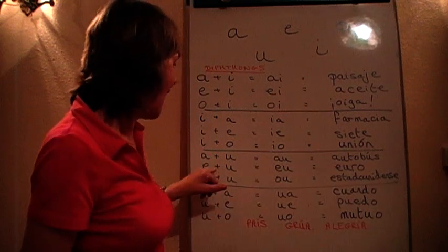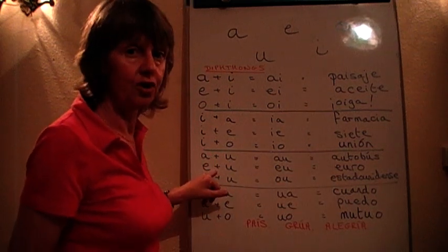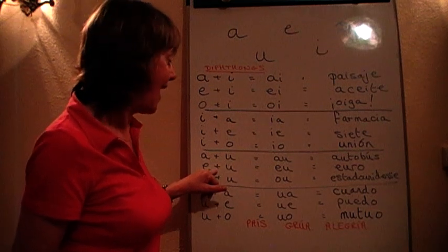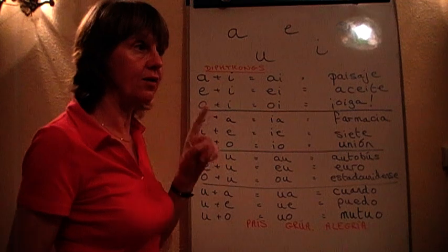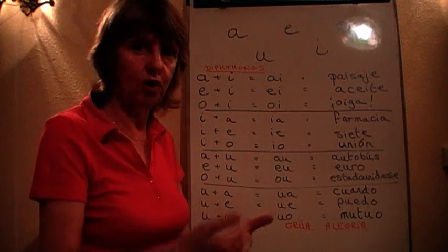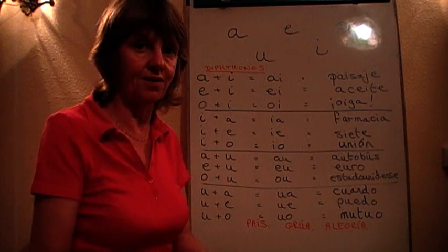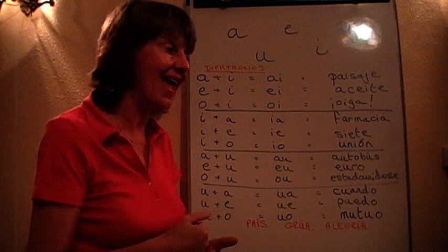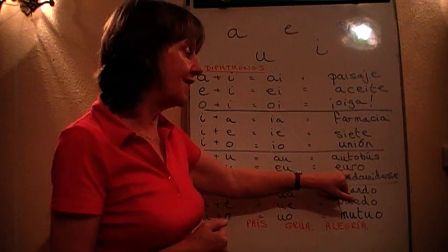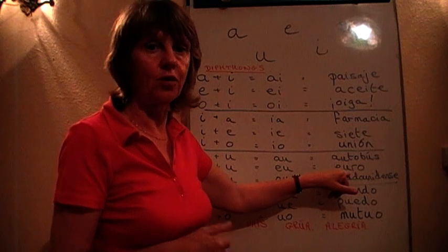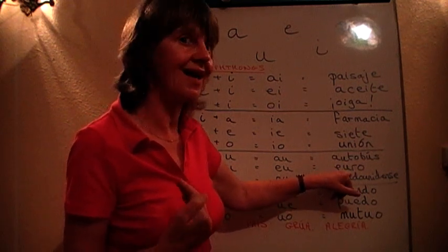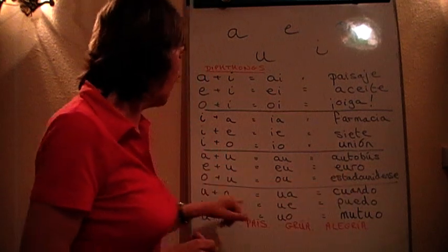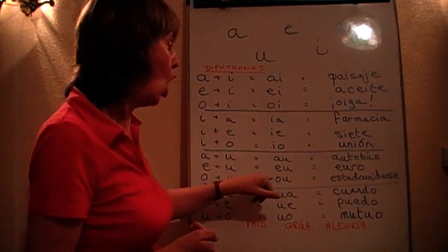Autobús. Eu. Now that is a more unusual sound for English speakers. It's typical for the English when they read to think that the u is the more important sound, but actually the strong sound is the e. Common word, euro. That's why when you hear people say euro, we're hearing the e sound strongly. And then the o.